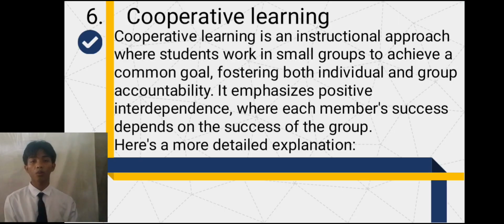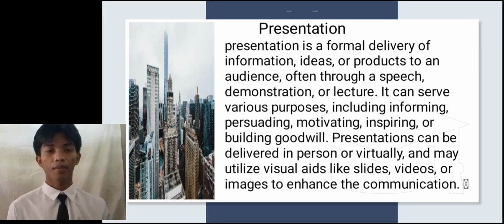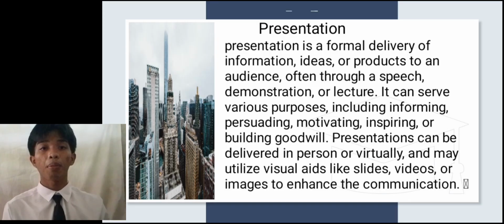Now with this, we proceed to the sixth topic. Cooperative learning is an instructional approach where students work in small groups to achieve common goals, fostering both individual and group accountability. It emphasizes positive interdependence, where each member's success depends on the success of the group. Now we discuss the seventh topic, the presentation.